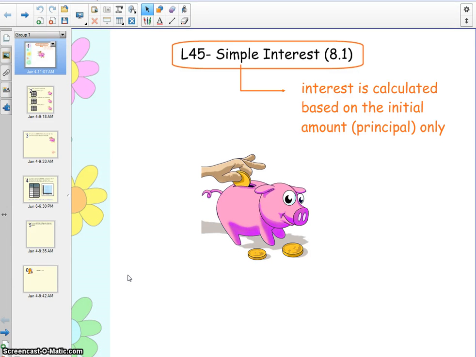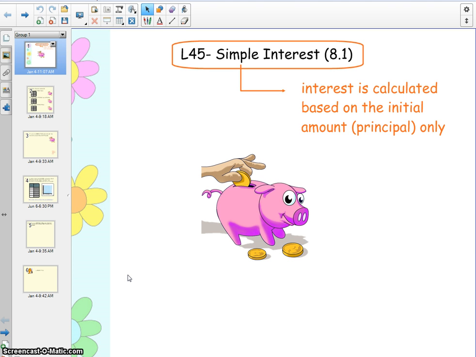So we're going to start moving into some more financial type uses of what we've been doing so far in the course. So we're going to look at how to calculate interest on investments or on loans. Before I get into the more realistic type interest, which is called compound interest, we're going to look at what we call simple interest.